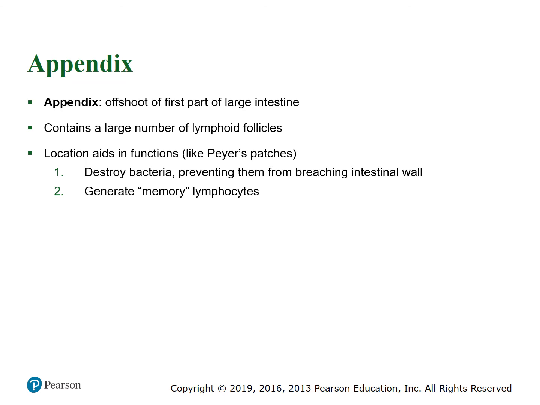So one of the things that can happen in a lower GI tract infection called diverticulitis is that the combination of the infection and the resulting inflammation can actually cause perforations in the intestinal wall. And so the Peyer's patches and the appendix are reasons why this isn't a lot more common than what it actually is.